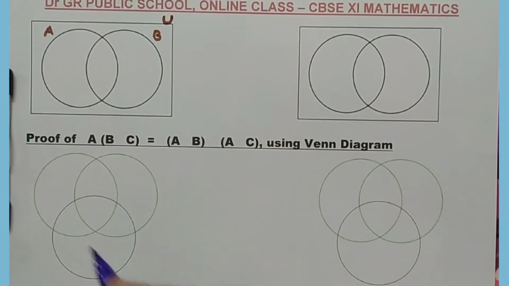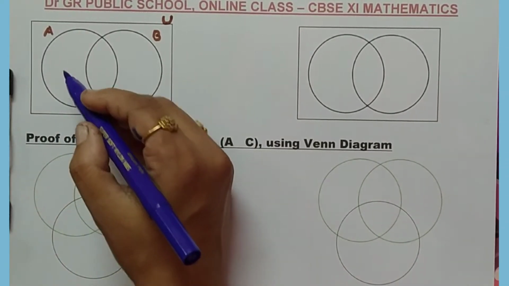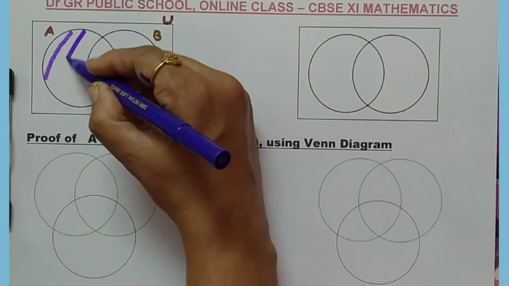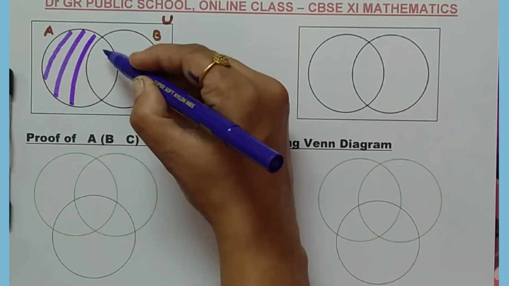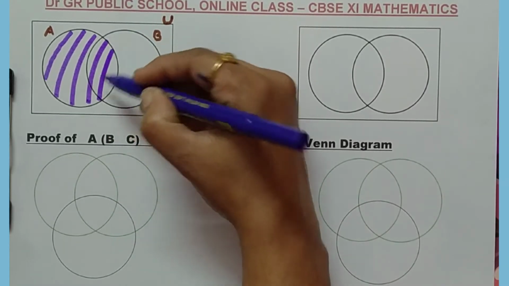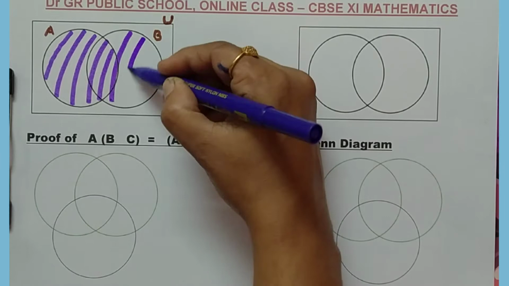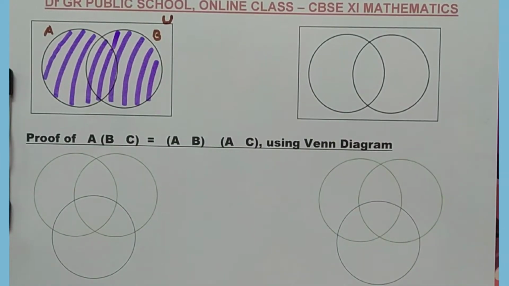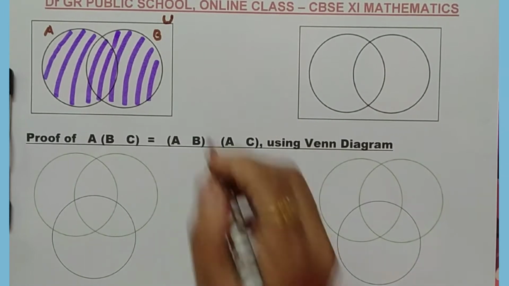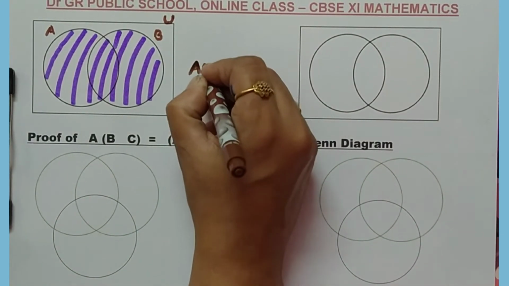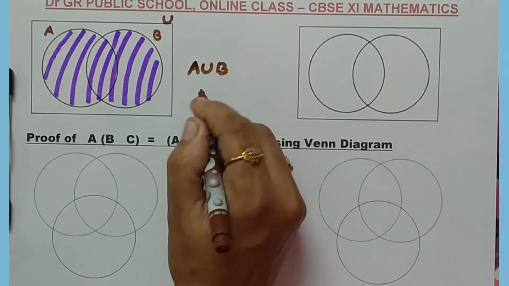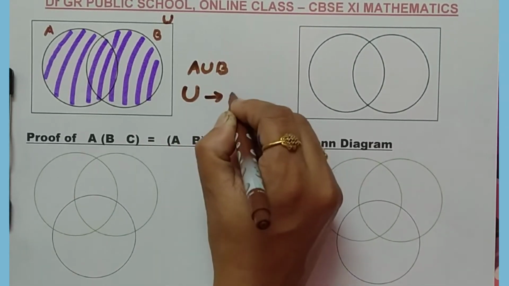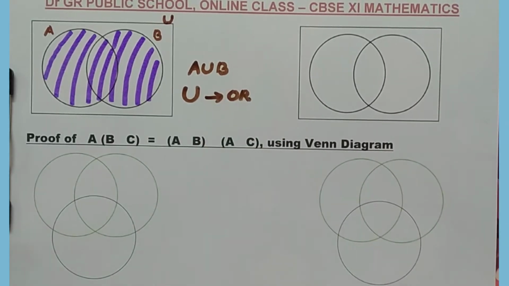Now, if you are asked to find A union B, in the last class we studied, A union B means the full area for A and B, A as well as B. This represents A union B. So, union represents OR. In the application problem, always remember this union is represented with the word OR.